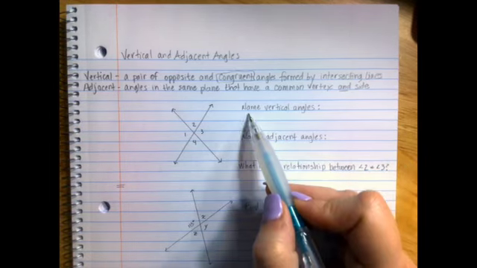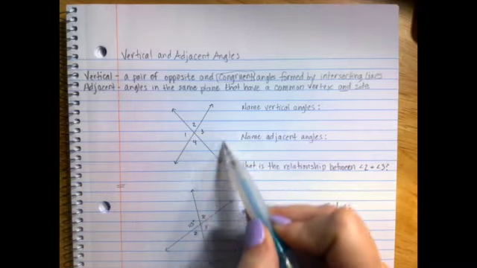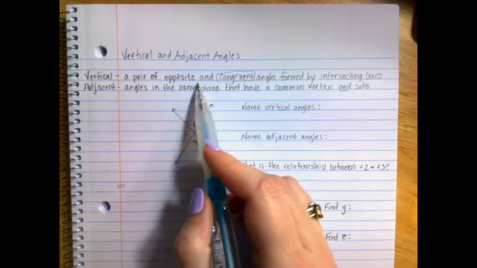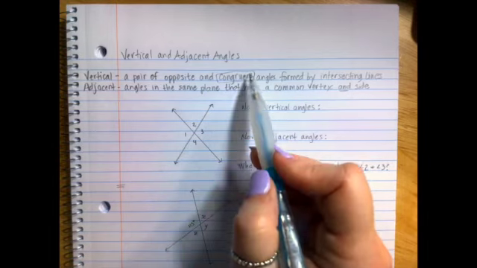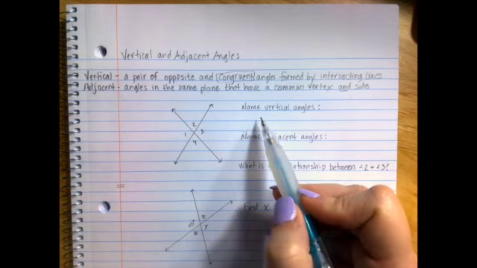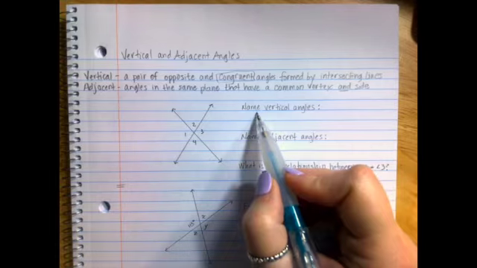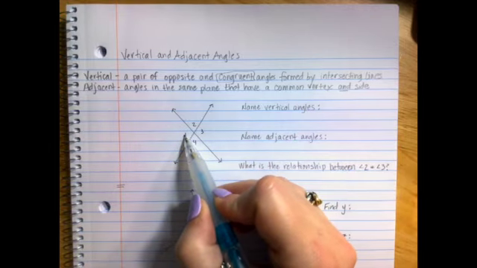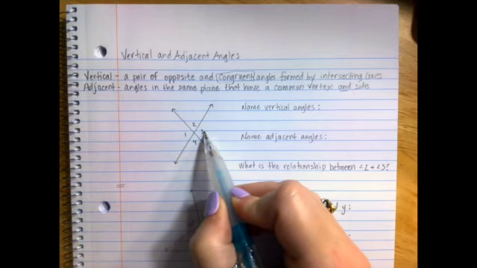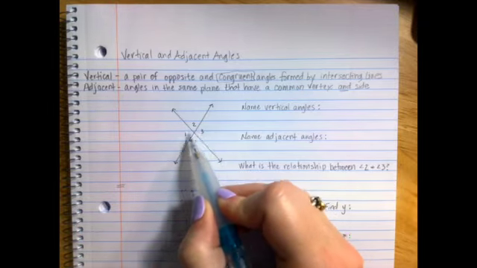Well, we need to name vertical angles from this image. Remember, vertical angles are a pair of opposite and congruent angles. That's a big thing: vertical angles are always going to be congruent. So a pair of vertical angles would be 1 and 3. They are opposite each other, and from what they look like, they appear to be congruent.